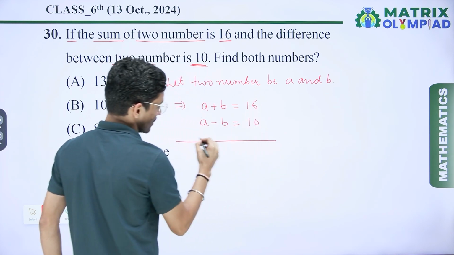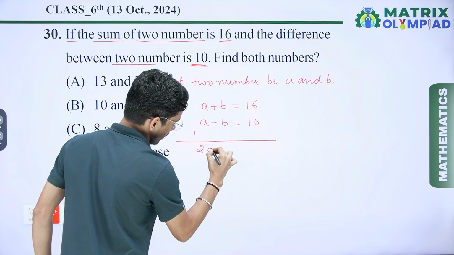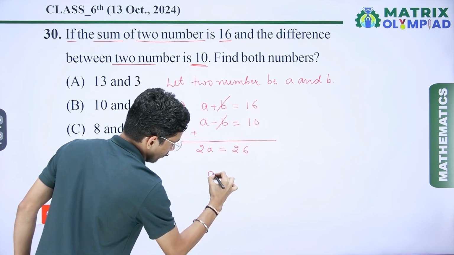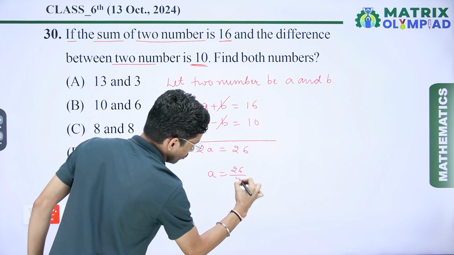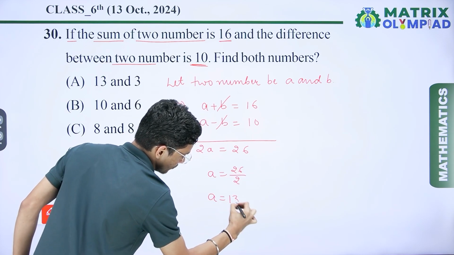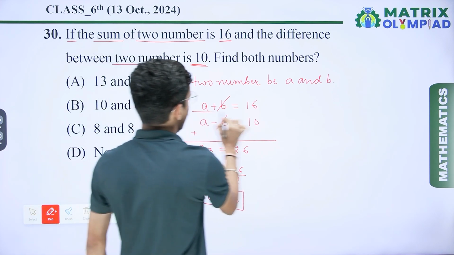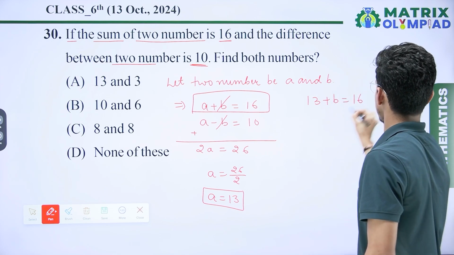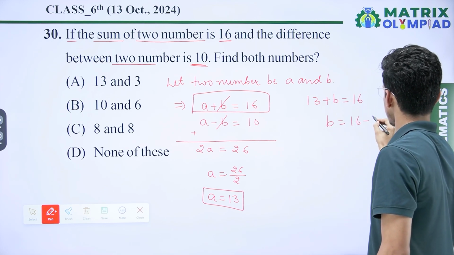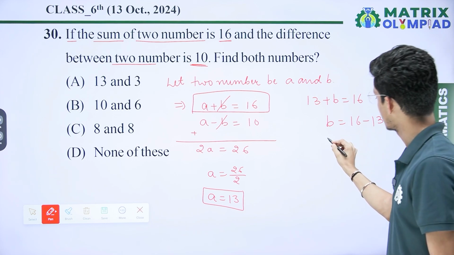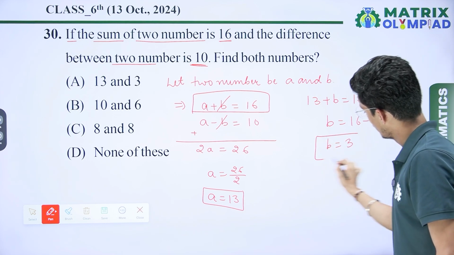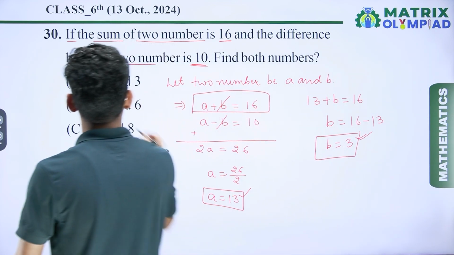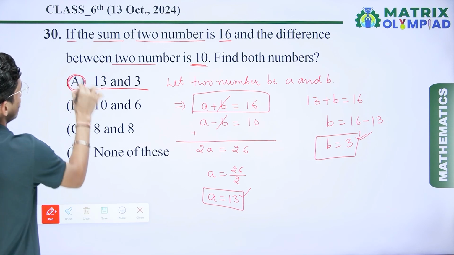If I add both these two equations, A plus A, 2A is equal to, B gets cut out, and 10 plus 16 is 26. Now the value of A is equal to 26 divided by 2, so the value of A is 13. Now if I put the value of A in this equation, 13 plus B is equal to 16. So the value of B is equal to 16 minus 13, so here I get the value of B is equal to 3. So we have two numbers, one is 13 and another one is 3. So check which option is correct, 13 and 3. So here option number A is the correct answer.